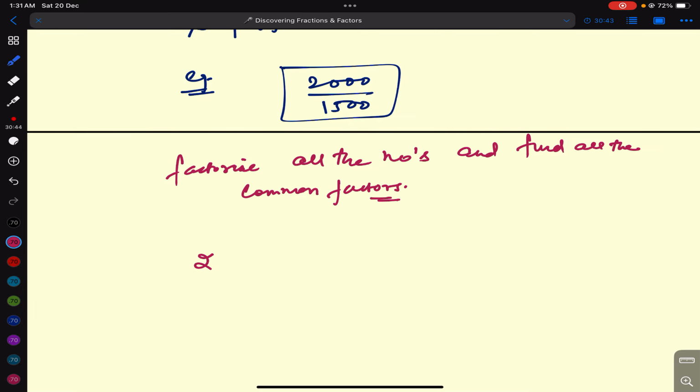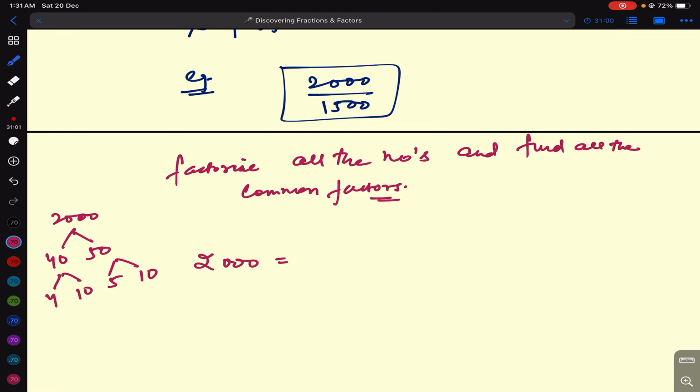So when I find the common factors for 2000 and 1500, let's first find the factors of 2000. So 2000 can be written as 40 times 50. 40 can be written as 4 times 10, this is 5 times 10. 4 is 2 times 2 and 10 is 2 times 5. This is 2 times 5, right? And this is 5 as it is. So we can write it as 2 times 2 times 2 times 2 times 5 times 5 times 5.